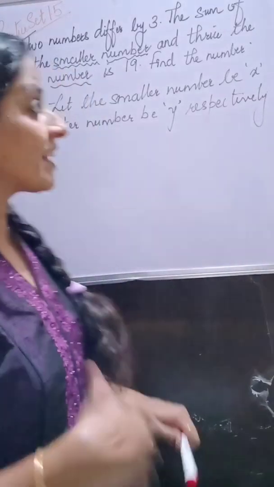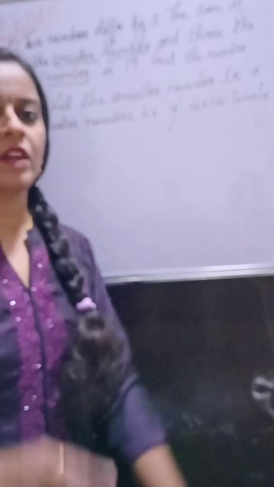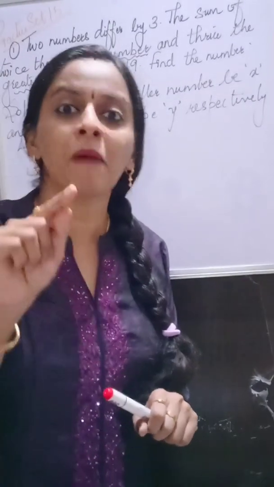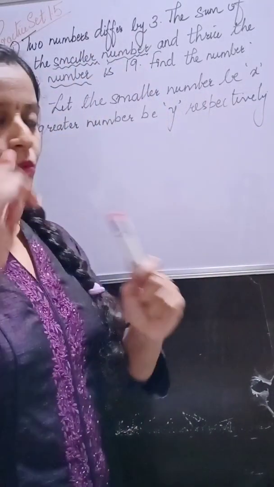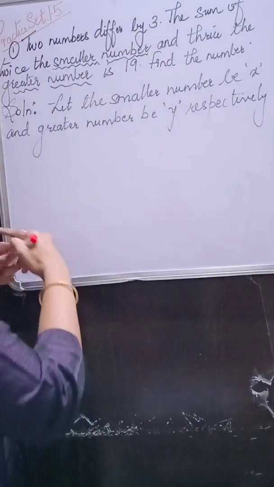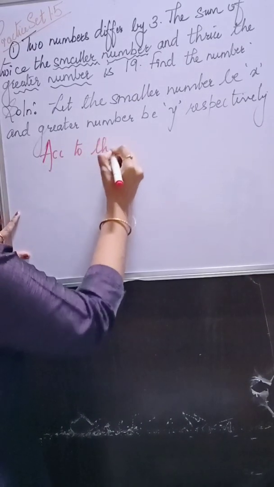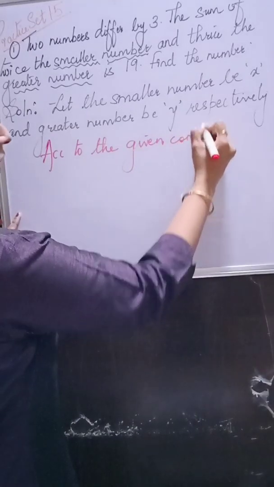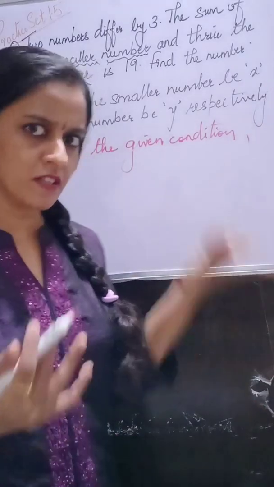Now let us read the question further. Two numbers differ by 3. Differ means what? Difference. Difference means minus. So what is the first condition? According to the given condition, we got an idea about the first equation.